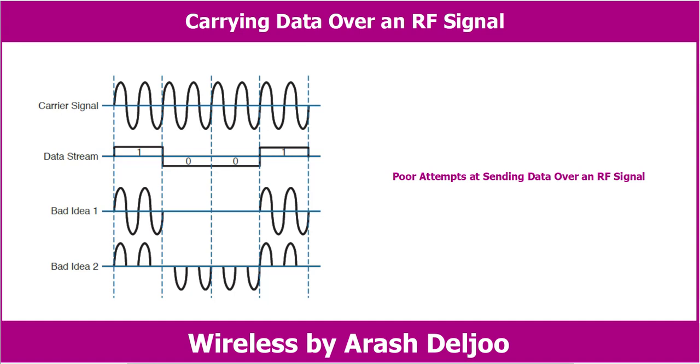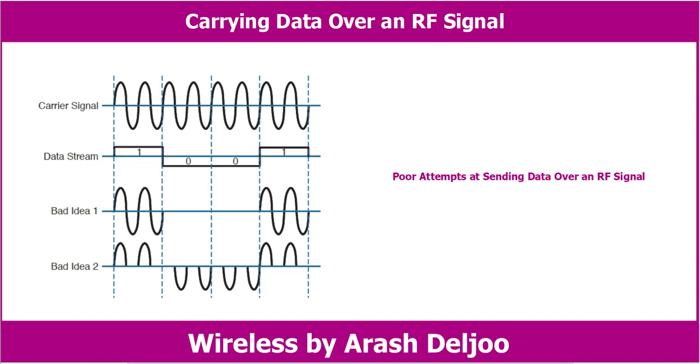But how? One idea might be to simply use the value of each data bit to turn the carrier signal off or on. This is bad idea one. The plot shows the resulting RF signal. As you can see, when we have 1, the signal is on. When we have 0, the signal is off. Again, here we have 0, the signal is off, and here we have 1, the signal is on.